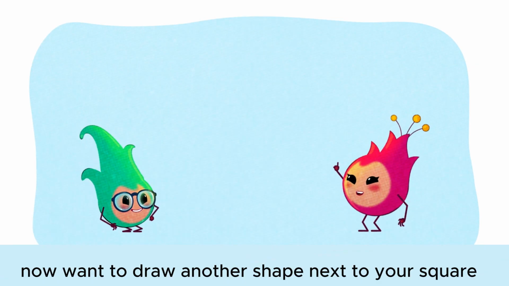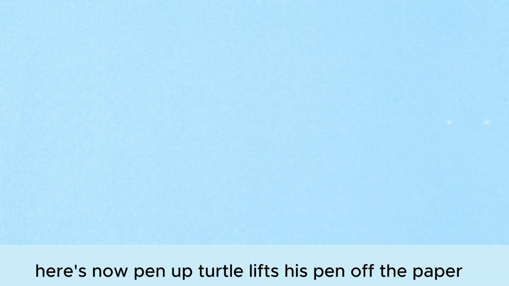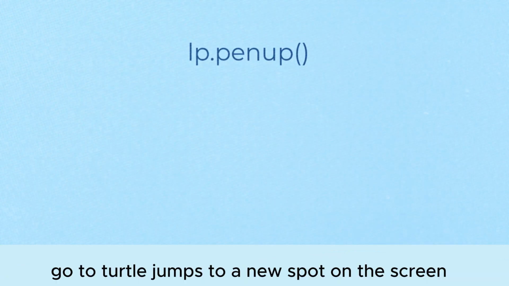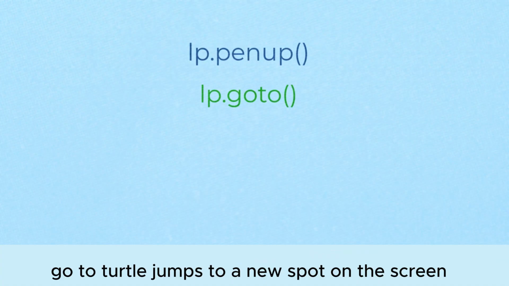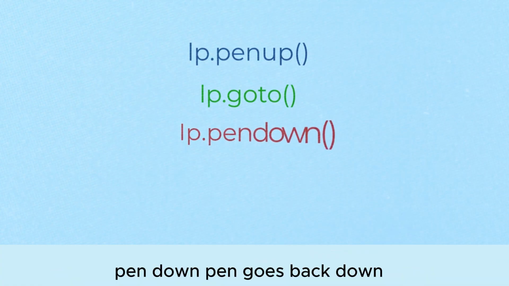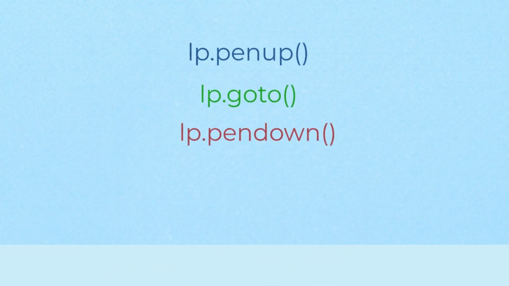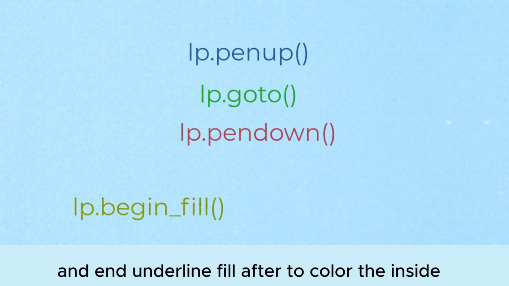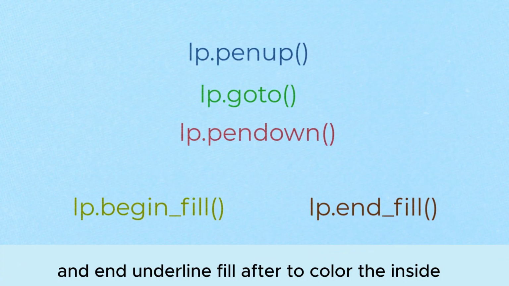Want to draw another shape next to your square? Here's how. Pen up. Turtle lifts his pen off the paper. Go to. Turtle jumps to a new spot on the screen. Pen down. Pen goes back down, ready to draw again. We use begin_fill before drawing and end_fill after to color the inside.